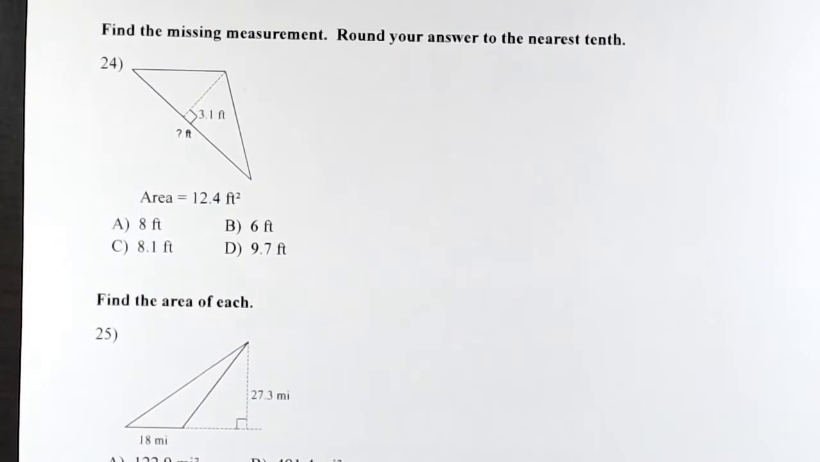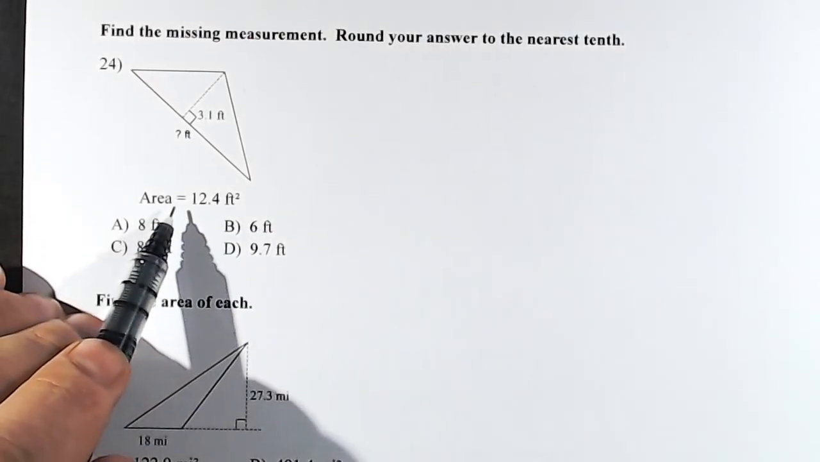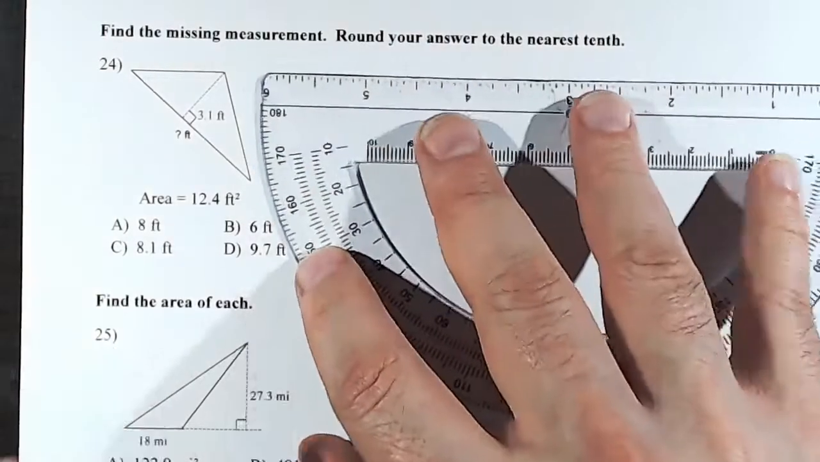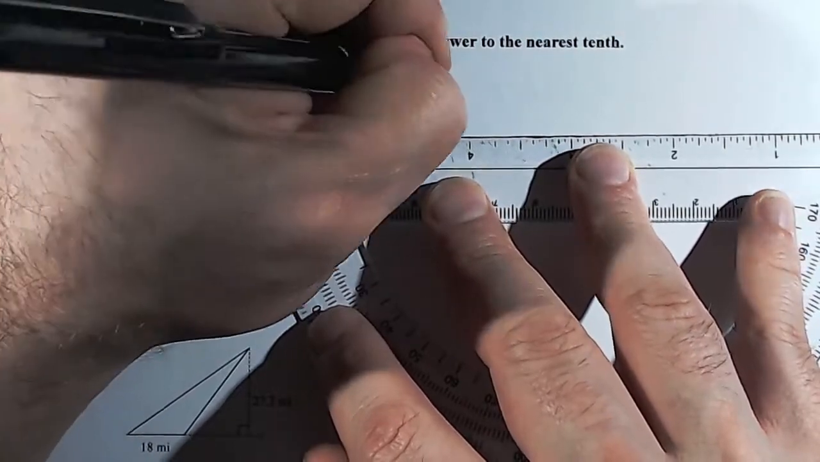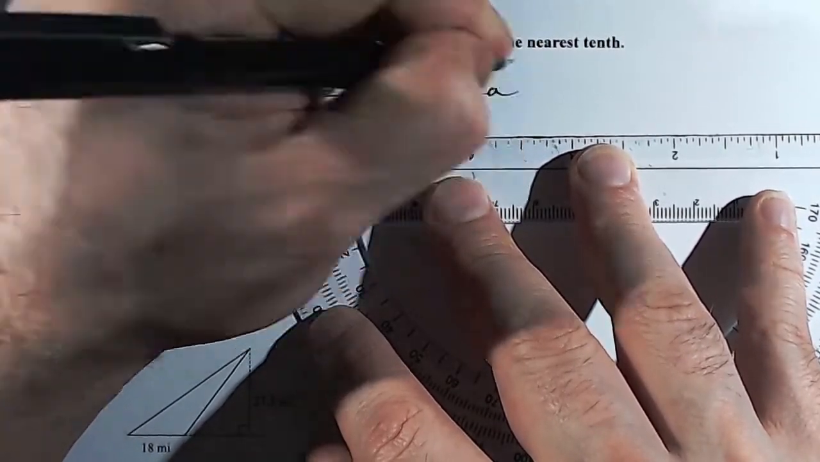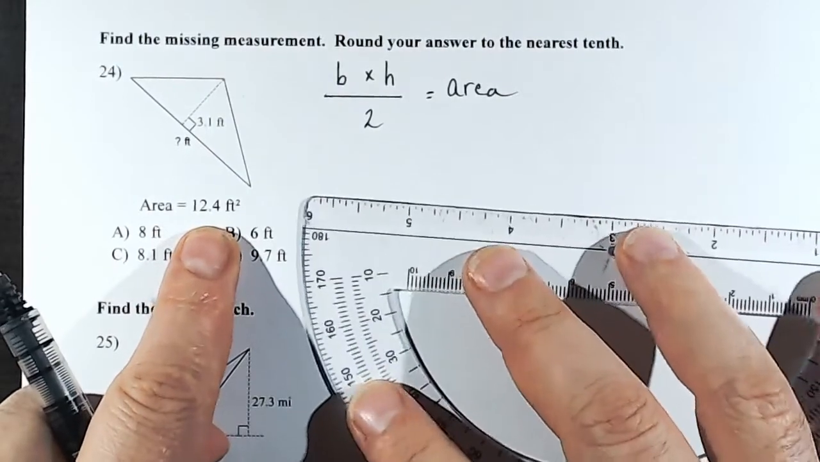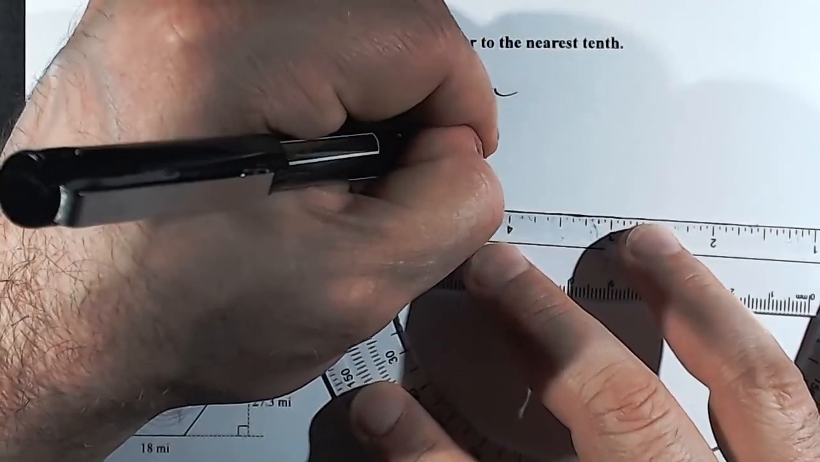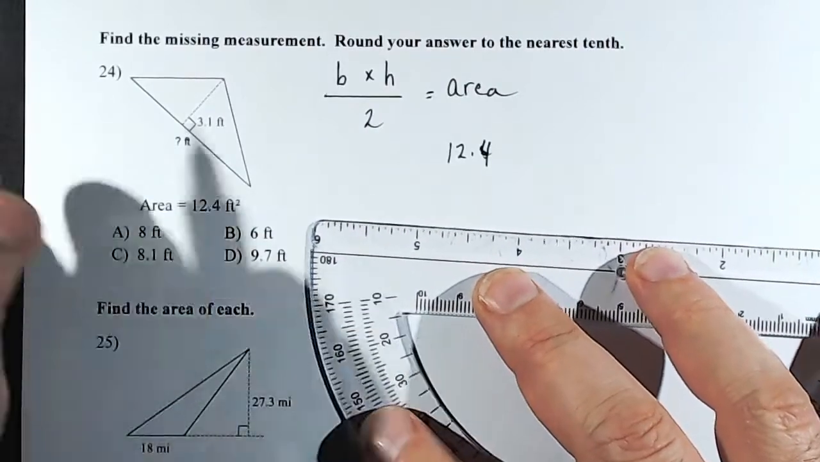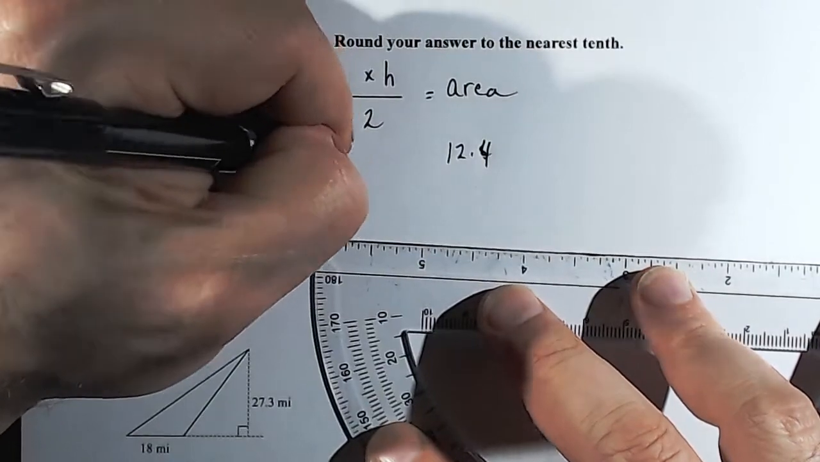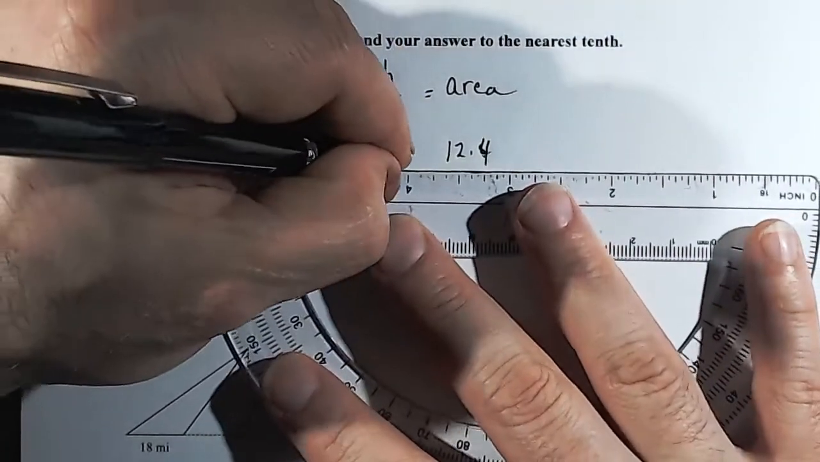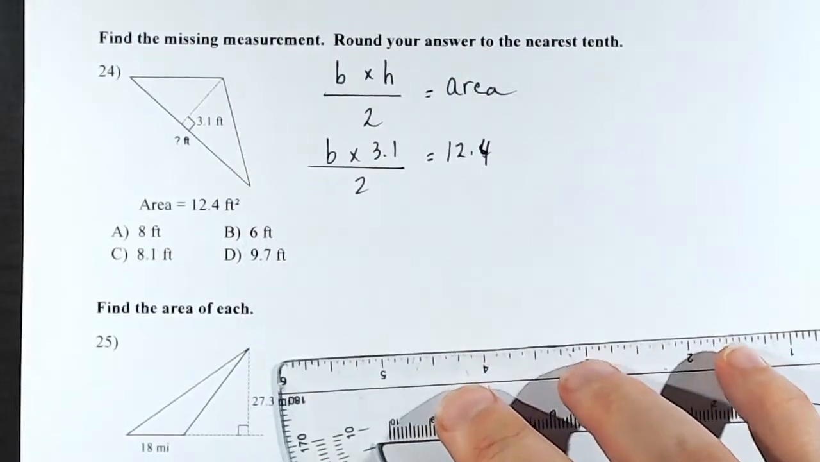Now, these last two problems are a little bit more of a challenge, so we're going to take a second here. We're given the area of the triangle. So here's what we're going to say. Base times height divided by 2 equals the area. So the area is 12.4. So if this is 12.4, then we are given the height is 3.1. So we have base times 3.1 divided by 2 equals 12.4.